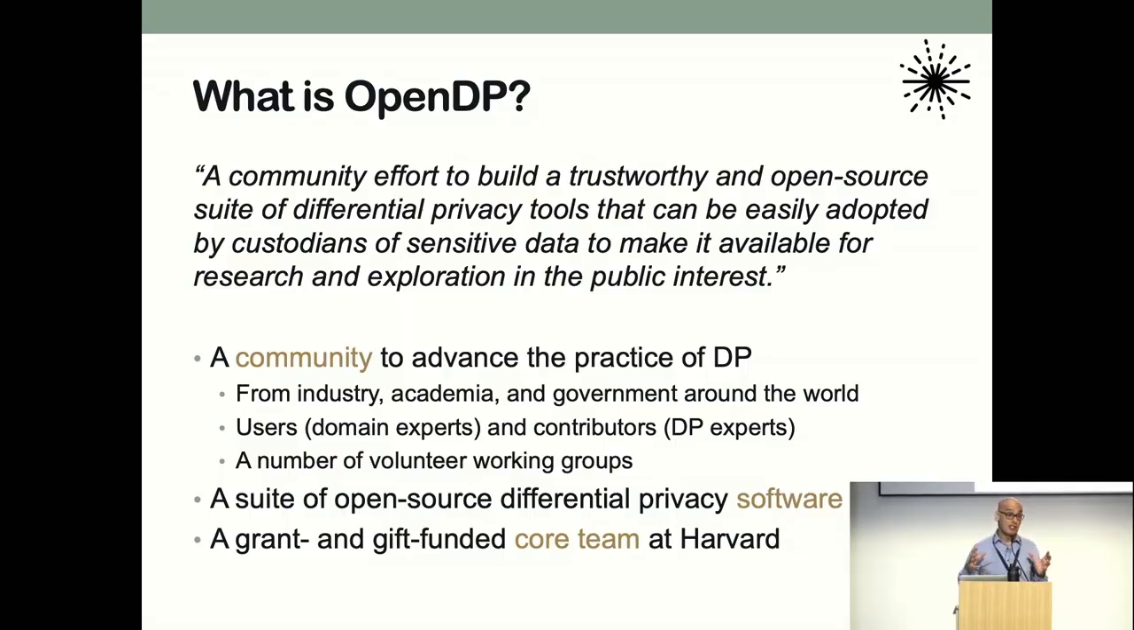There's also the OpenDP software. It's a suite of open source differential privacy software that's vetted by experts in the community and has quite a bit of functionality for doing differentially private statistical data analysis, and we're really pushing for it to be brought to more applications as part of the motivation for this workshop. And then we also use the term OpenDP to refer to the core team that is based at Harvard and funded by grants and gifts that kind of runs the OpenDP project and manages its software.